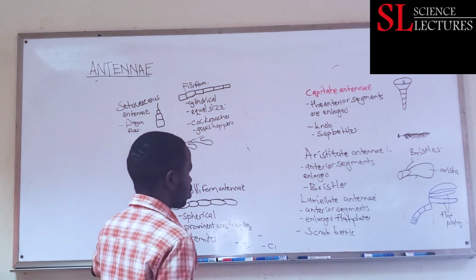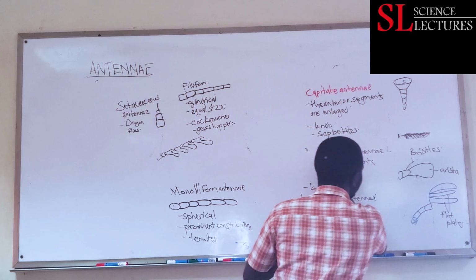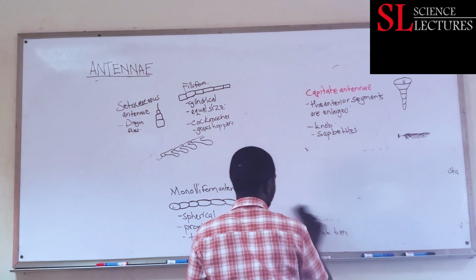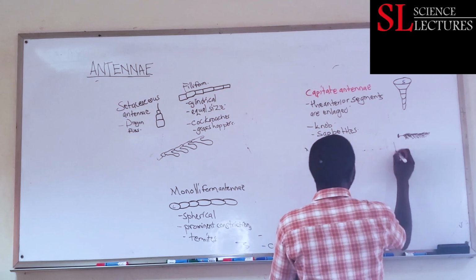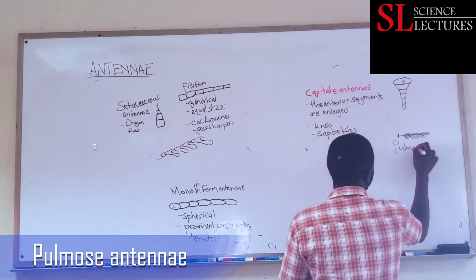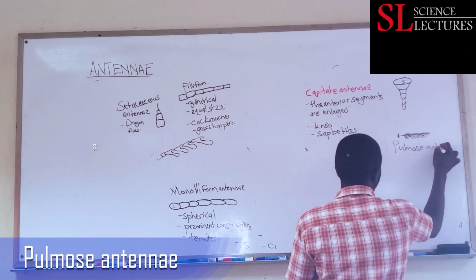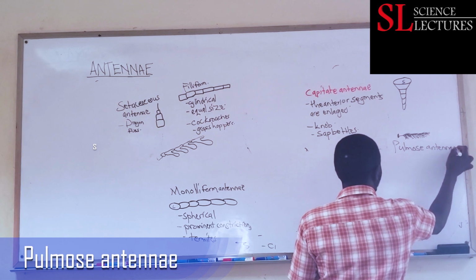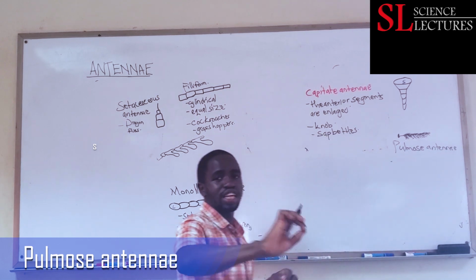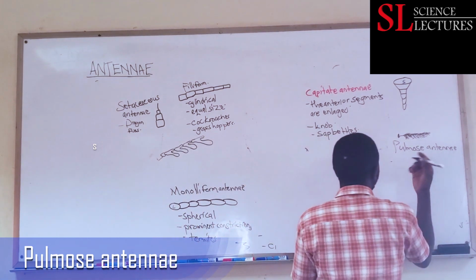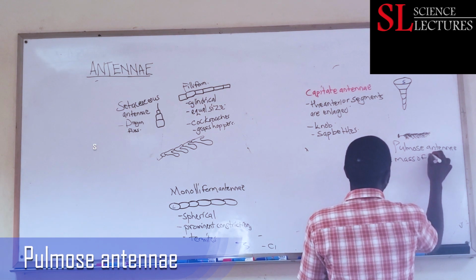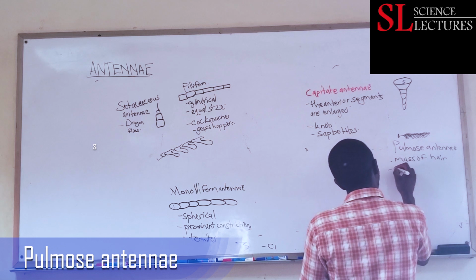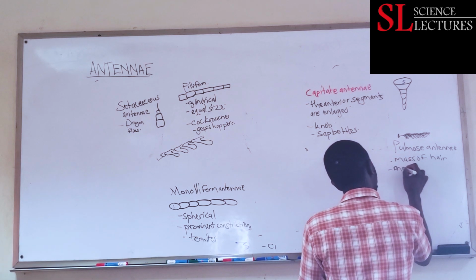And next, I want us to look at what they call plumose antennae. These here are what you call the plumose antennae. The plumose antennae are where the length of the antennae is subtended by a mass of hair, and these are very common in mosquitoes.